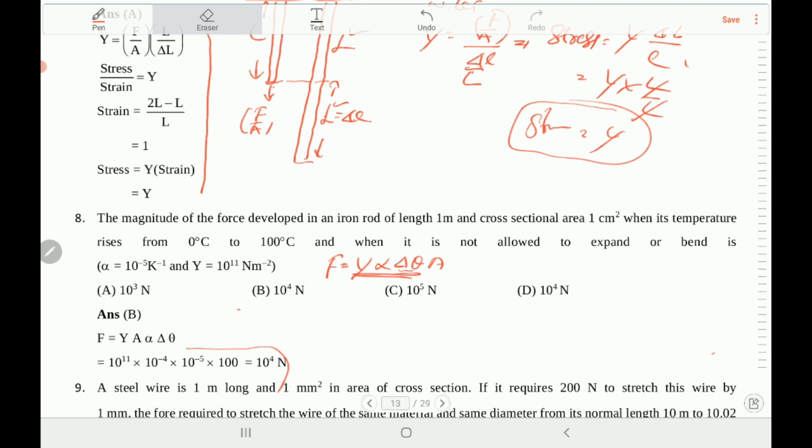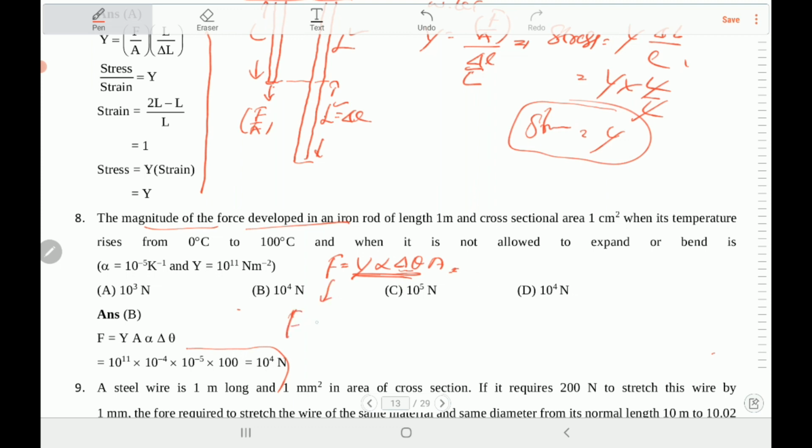Thermal tension, as soon as it is given, come to this formula. Thermal stress means take it as F by A. F by A. What does he want you to find? Magnitude of force developed. So you have to solve for F only. What is the value of Y? Y is, he says, I'll continue here.